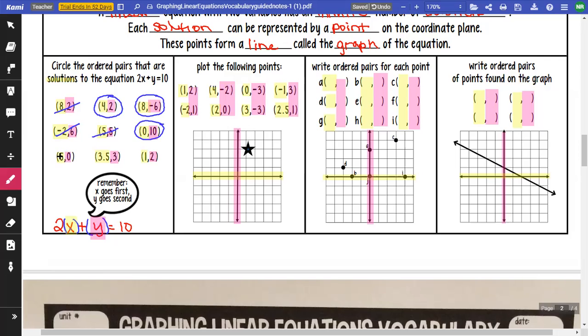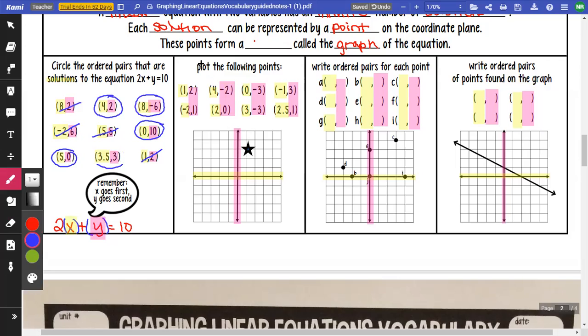2 times 5 is 10, plus 0. Yes, belongs. 2 times 3.5 is 7, plus 3 is 10. Well, I'm so glad I did that correctly in my head. 2 times 1 is 2, plus 2 is 4. Does not belong. Okay? So solutions to the linear equations are the points that you could substitute the values for, and it would give you a correct answer, the answer that's on the other side.